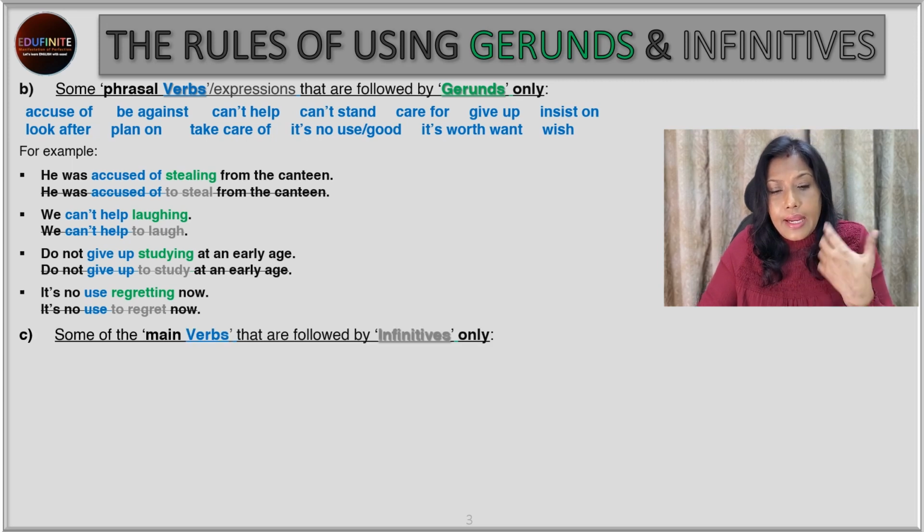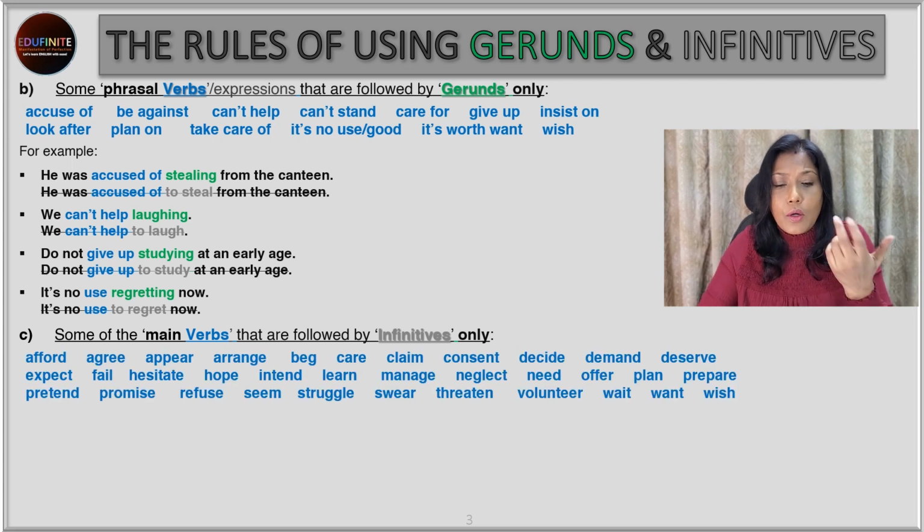Next. The next lot is some of the main verbs that are followed by infinitives only. So till now we were doing the main verbs that are followed by gerunds only. Now we come to the main verbs that take only infinitives after them as the object. So those verbs are like afford, agree, appear, arrange, beg, care, claim, consent, decide, demand, deserve, expect, fall, hesitate, etc. So I've just tried to give a list of verbs which are in common use.